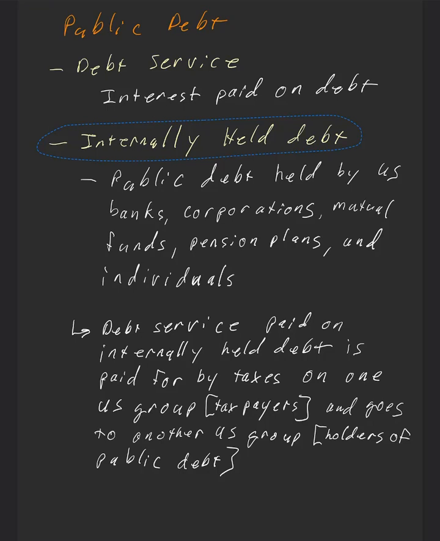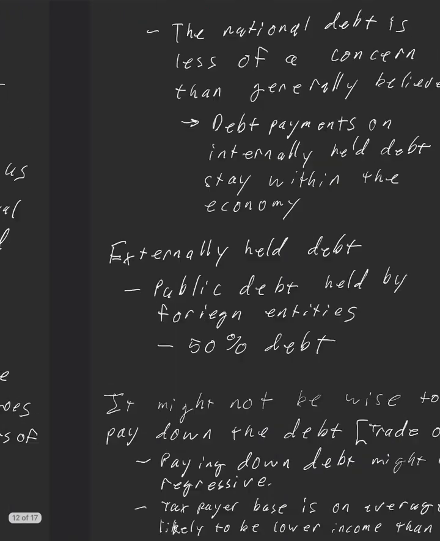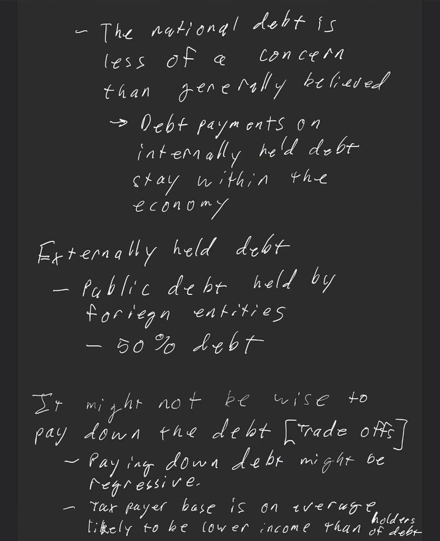So if somebody or an entity owned by the U.S. buys a debt, that is internally held debt. This is important because debt service paid on internally held debt is paid for by taxes on one U.S. group, taxpayers, and goes to another U.S. group, holders of public debt. This has really important implications. National debt is a big deal, but this mitigates that concern a little bit, because debt payments on internally held debt stay within the economy. So the debt is $100 trillion or whatever.